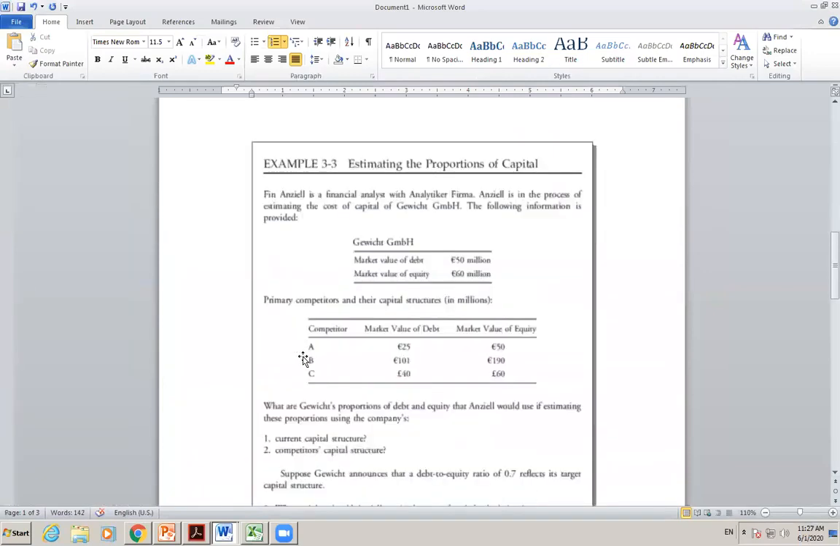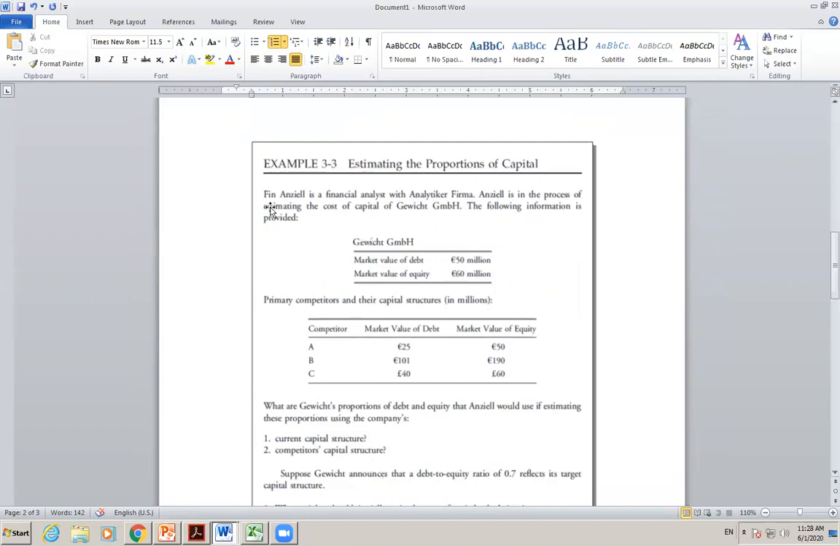And this was the second question. Now we're coming to the third question. It says estimating the proportion of the capitals: the current capital structure, the competitors' capital structure. There are different ways of estimating the proportions of the capital structure. Our job now is to learn how to get these weighted average proportions, which you multiply by the costs, and the final destination is to calculate the weighted average cost of capital.